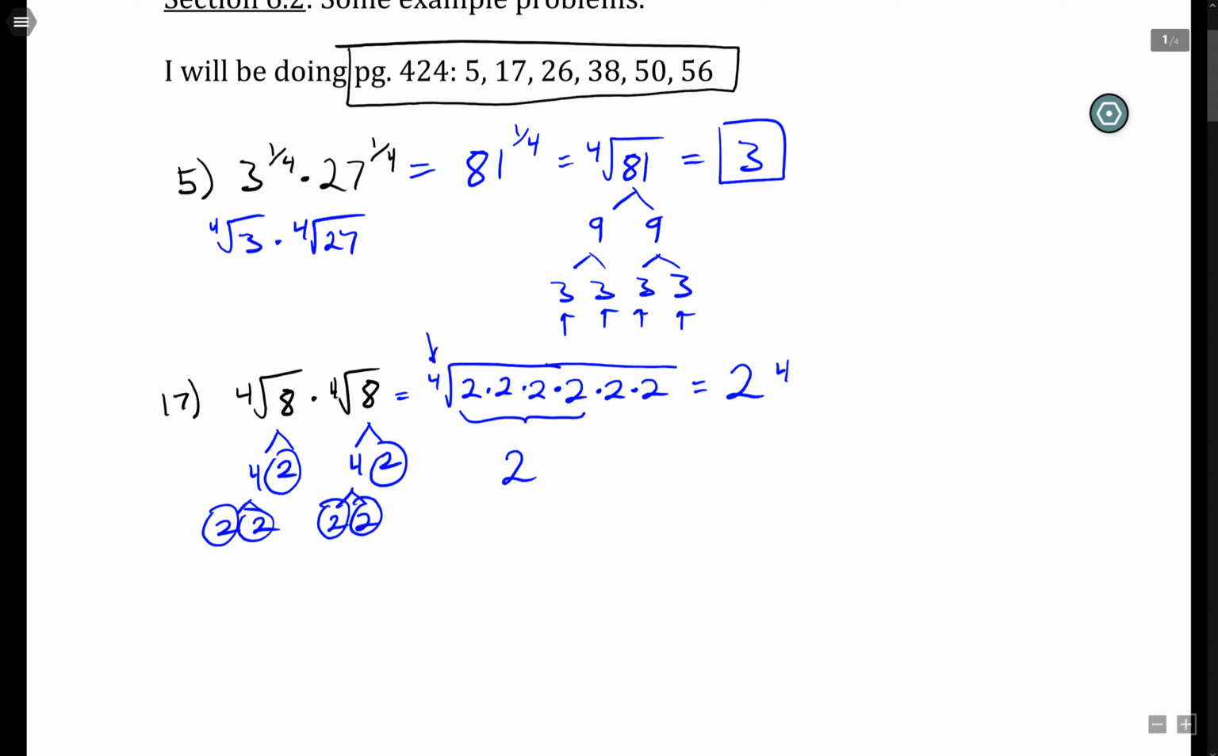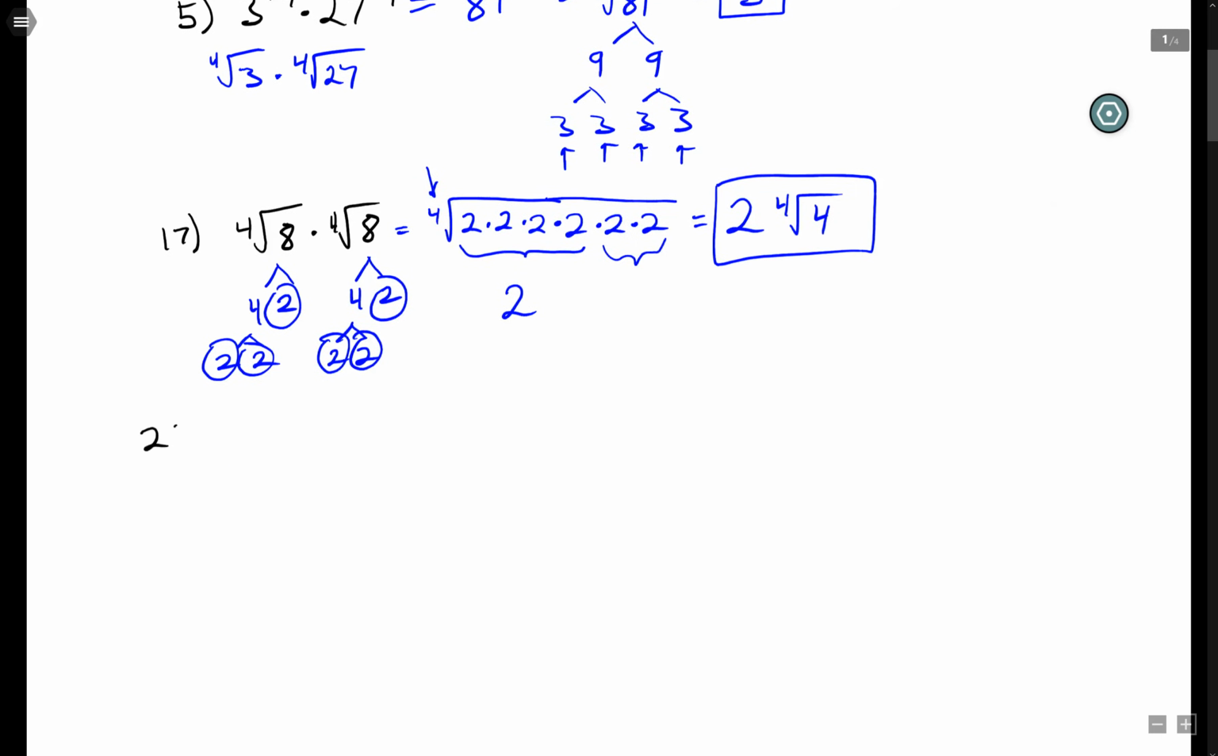What's left inside the radical, though, are these 2 times 2. There are not 4 of them. Therefore, they get left under the radical, and this is my final answer. So 2 times the fourth root of 4. All right, let's take a look at the next problem.